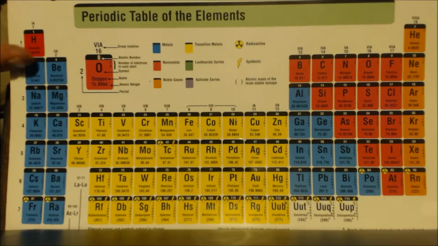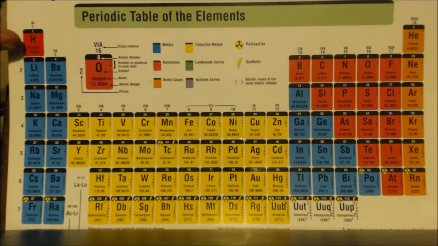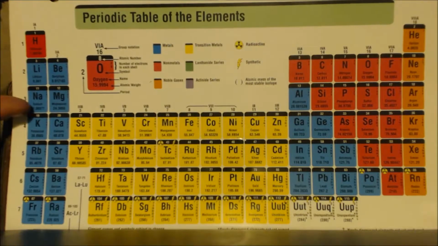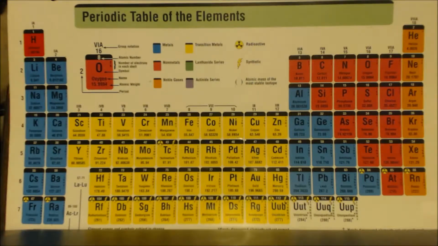Now remember how we said the horizontal rows coincide with your shells. This is period 1, period 2, period 3, but it's also shell 1, shell 2, and shell 3. Until you get down to the d orbitals, it's pretty much that way. And remember that the columns that go vertical tell you how many valence electrons your atom has. Now, when we're talking about the octet rule and valence electrons, we're always talking about that last shell that's being filled or unfilled.